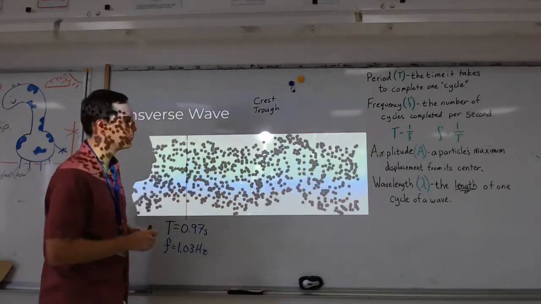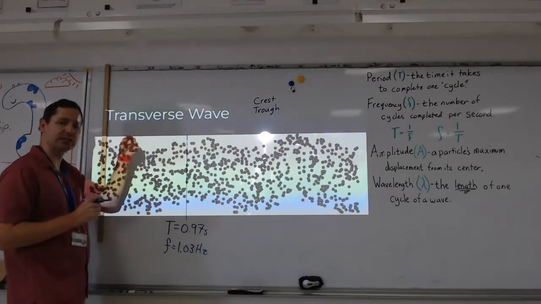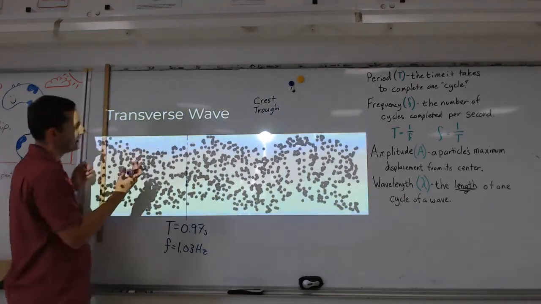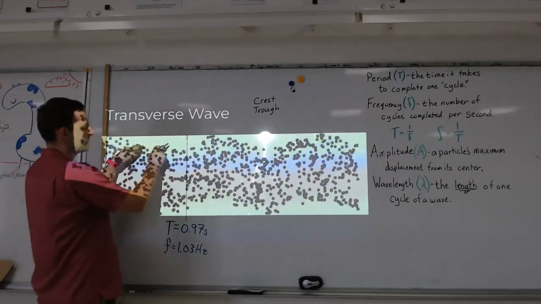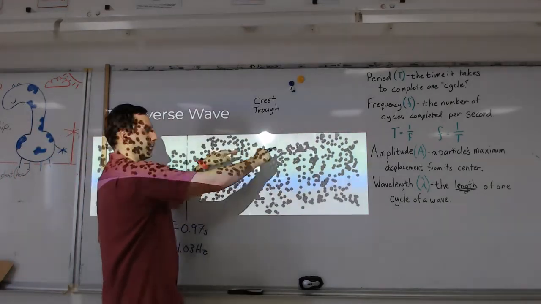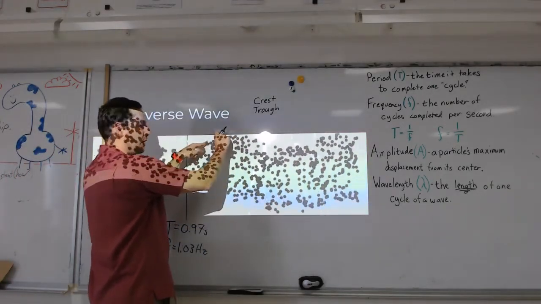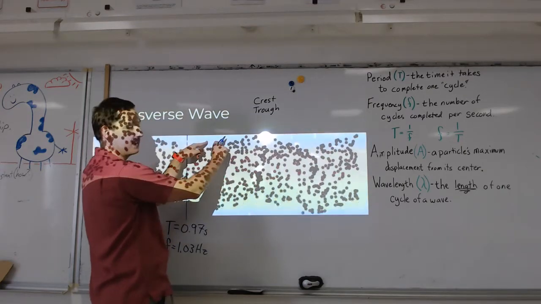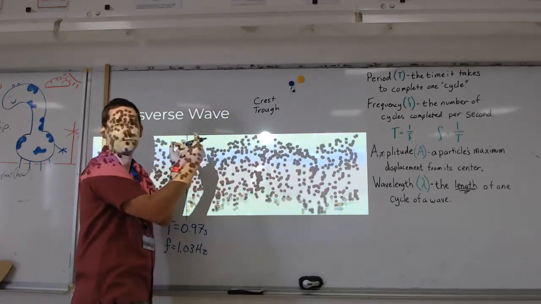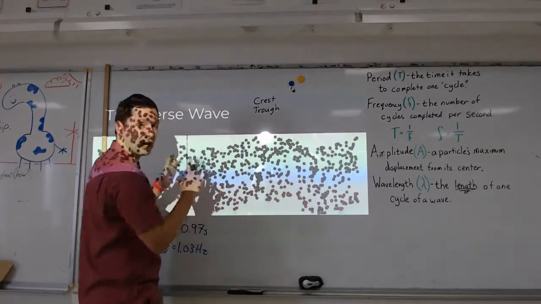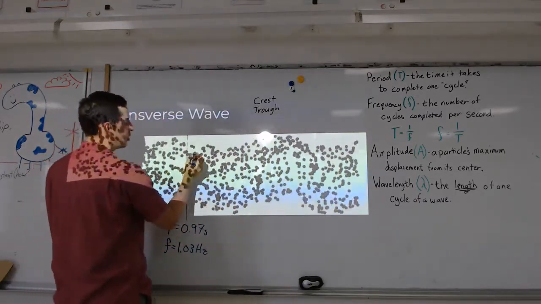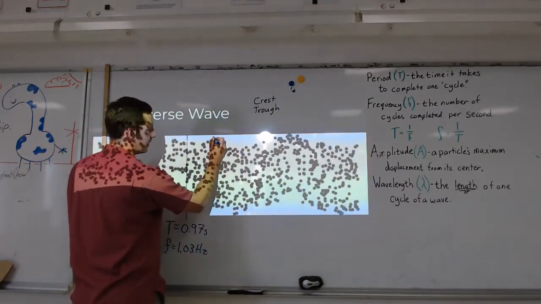We can do the amplitude. Remember, amplitude looks at one particular object. Now, if you wanted, you could find the center of this crest and trough here, and you could measure how high it went and how low it went from there. What's the maximum displacement from its center? It's easier in a situation like this to just look at one particle. So I'm going to look at this guy right here.